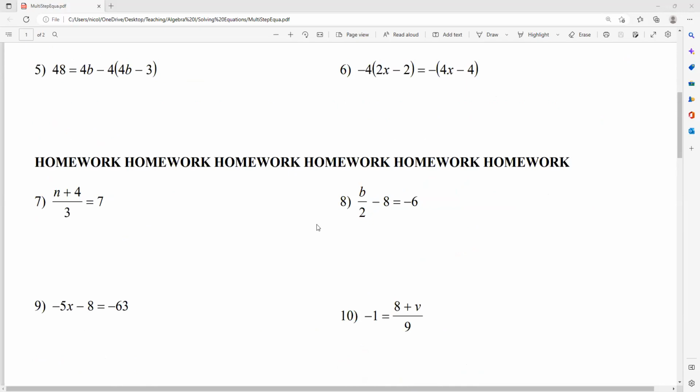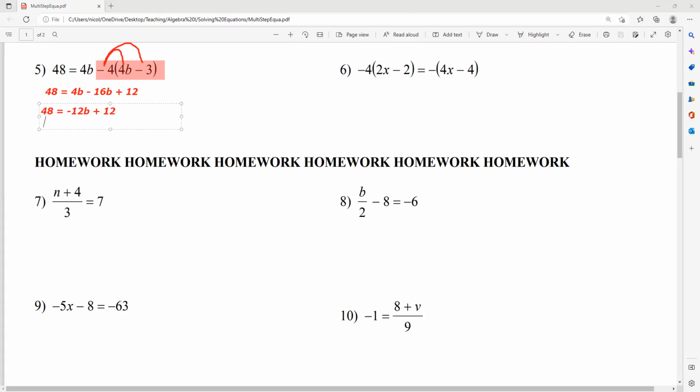Okay, so these are the more challenging ones that have the distributive property. So here, you want to do the distributive property first. So I have 48 equals 4b minus 16b plus 12. I did the distributive property, right? Negative 4 times 4b, negative 4 times negative 3. Now I need to combine like terms on the right side of the equal sign. 4b minus 16b is negative 12b and plus 12.